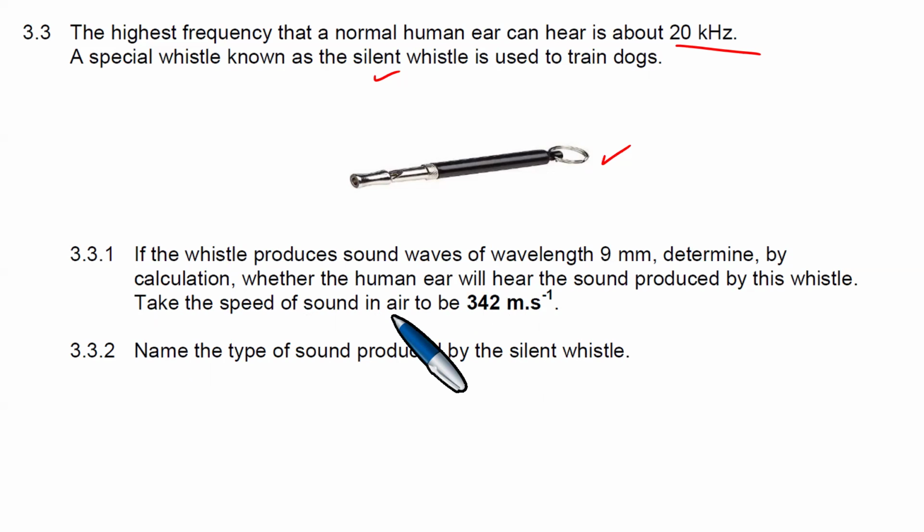So you determine by calculation. What do you think we need to do there? You calculate a frequency, well done. And so now what formula do we use? We're going to use speed equals frequency times wavelength.